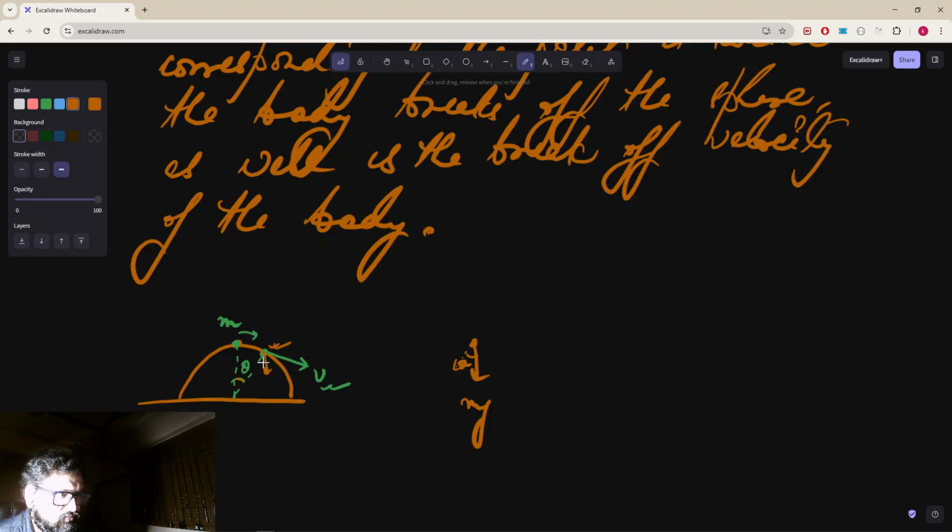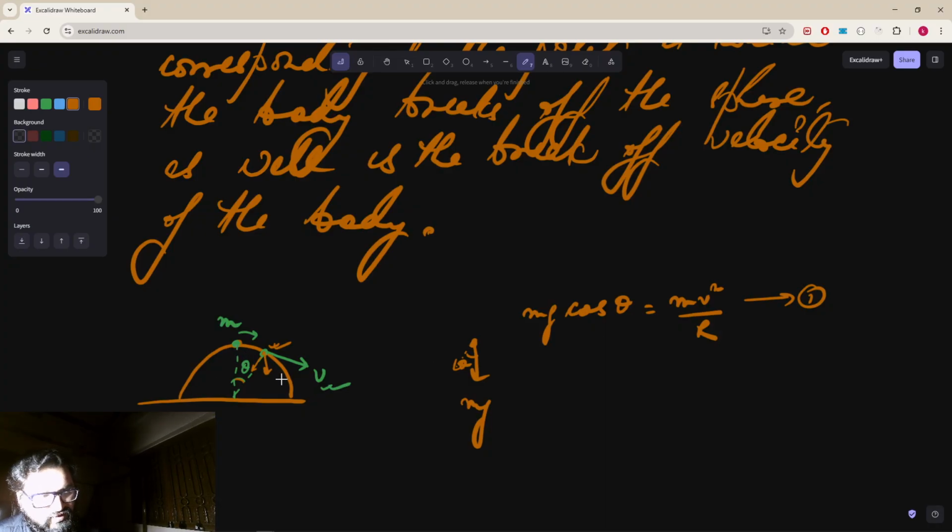I need to find out this component of mg. So that component is nothing else but mg cos of theta. This is actually providing the centripetal force to this body. So the centripetal force is mv square by r. Okay, so this is my first equation.